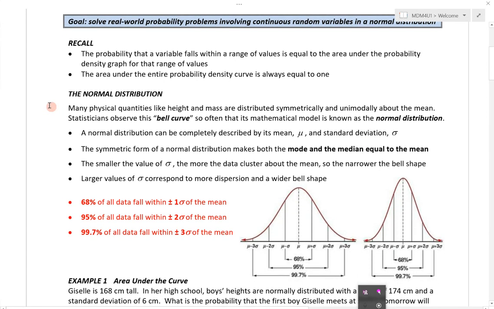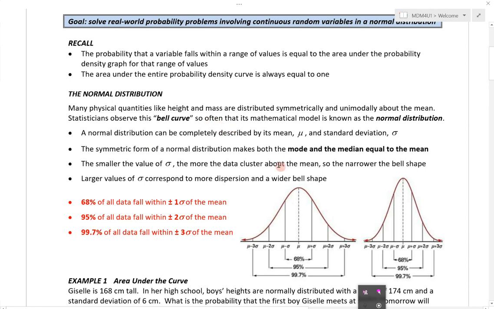All right, so we have a normal distribution. Many physical quantities like height and mass are distributed symmetrically and unimodally about the mean. Remember, unimodally means one hump. So around a mean value, you have a bell-shaped curve that falls off on the left and the right side. This bell-shaped curve is a mathematical model known as a normal distribution, and it is very often seen in nature, in measurements, in random things, in physical quantities like height and mass.